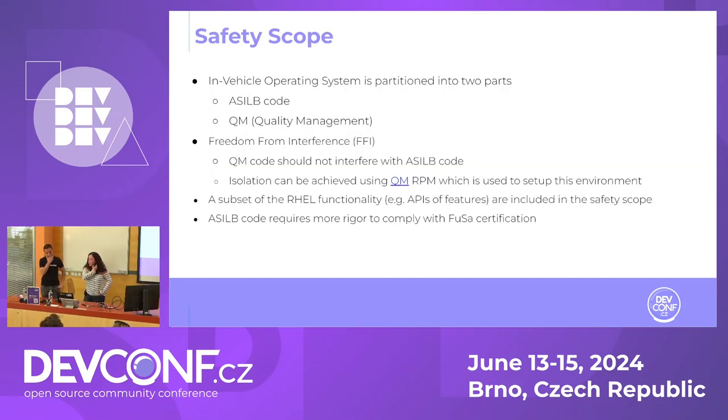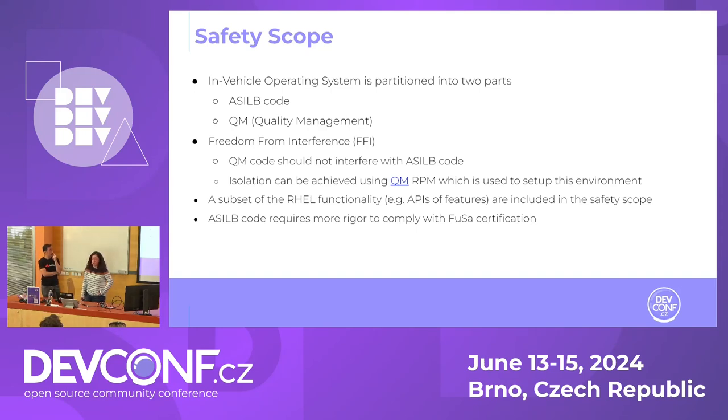So as far as the certification, we don't have to do this for the entire operating system. That would be a ton of work. So we're limiting the scope to a small subset of packages, and even limiting even more with functionality within those packages or RPMs. So the operating system is partitioned into two parts, the AZLB scope, which is the safety scope, and then QM, which is referred to as quality management.